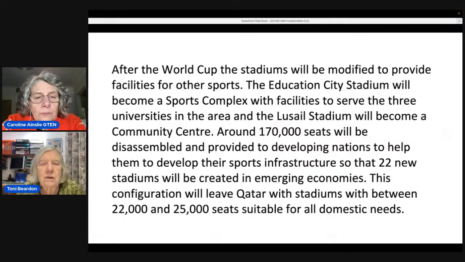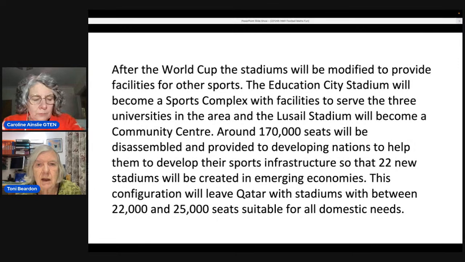So what's going to happen after the World Cup is that the stadiums will be modified to provide facilities for other sports as well as football. And to make way for that, some of the seats will be moved out. For example, the Education City Stadium will become a sports complex. It's called Education City because it's in the area in Doha where there are 3 universities. So the new sports complex will have facilities to serve the students in the area. And the Lusail Stadium will become a community centre.